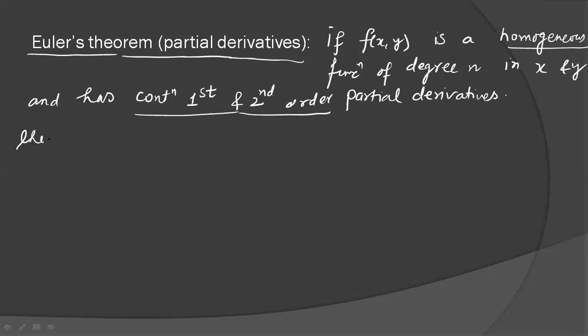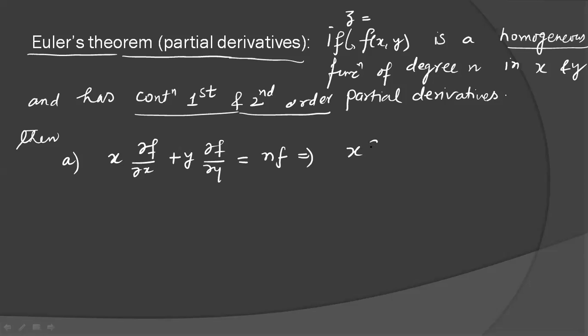Then we have two results. The first: x into del f over del x plus y into del f by del y is equal to n into f. Or if you write z equal to f of x, y, then it can be written as x del z over del x plus y del z over del y equal to n into z. Whichever notation you follow, you can write.